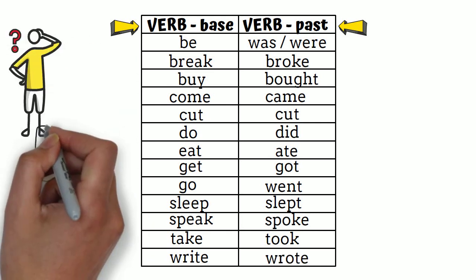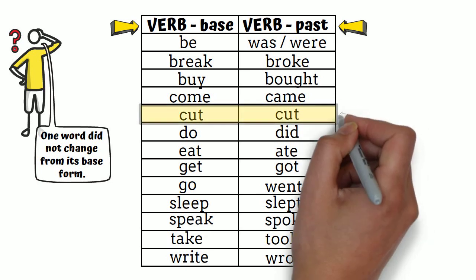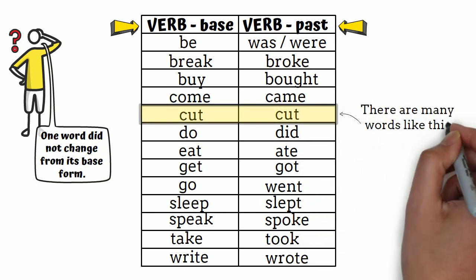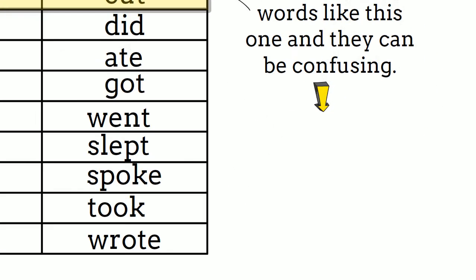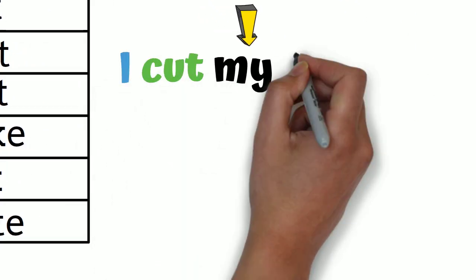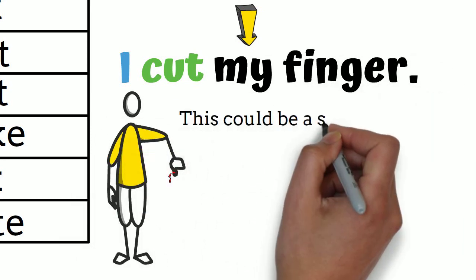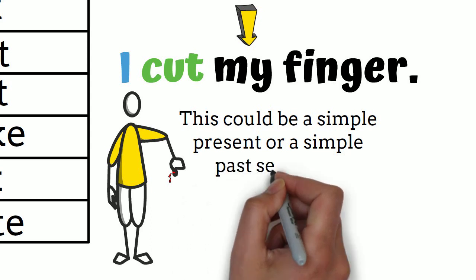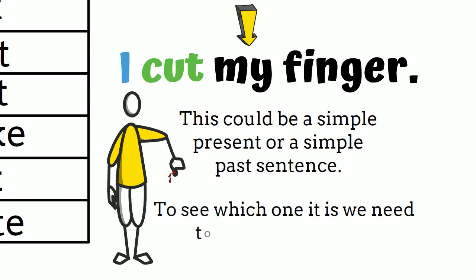You have probably noticed that one word did not change from its base form. It's the word cut. There are many words like this, and they can be confusing. See the example below. I cut my finger. This could be a simple present or a simple past sentence. To see which one it is, we need to know the context.